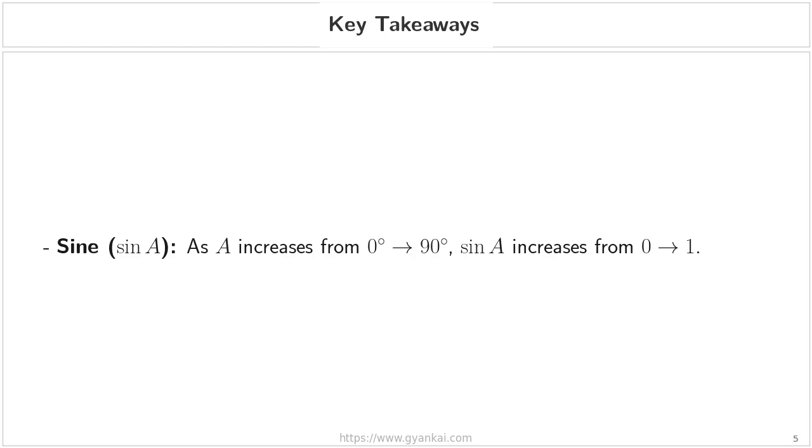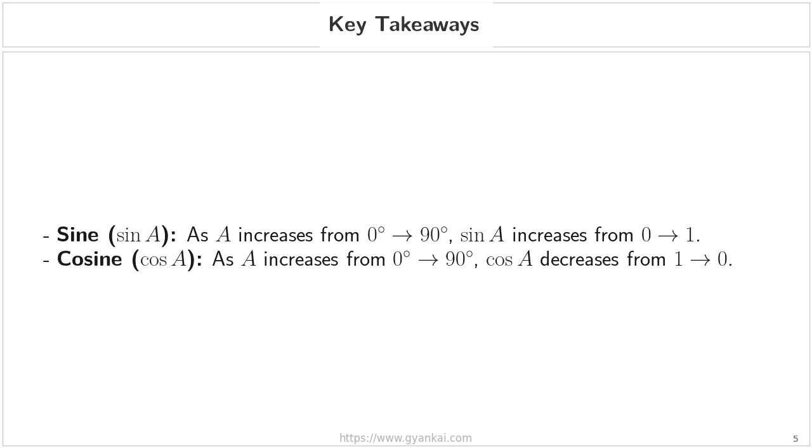Key takeaways. First, let's summarize the sine trend we discussed earlier. As the angle increases from 0 degrees to 90 degrees, the value of sine A also increases, moving from 0 up to 1. On the other hand, we have the cosine trend. As the angle increases from 0 degrees to 90 degrees, the value of cosine A does the exact opposite. It decreases, starting from 1 and dropping down to 0.